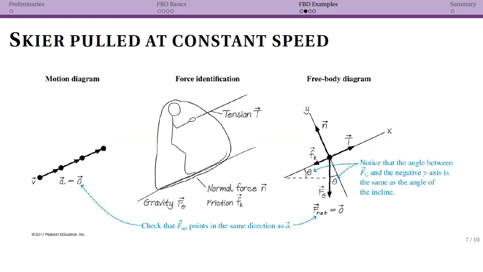Okay, this one is a little more complicated. In this case, we have a skier that's being pulled up a ramp by a rope at a constant speed. So in this case, it's helpful to draw a motion diagram. So we have velocity vectors, and we also denote that the acceleration is zero. Why is the acceleration zero? Well, it's a constant speed.